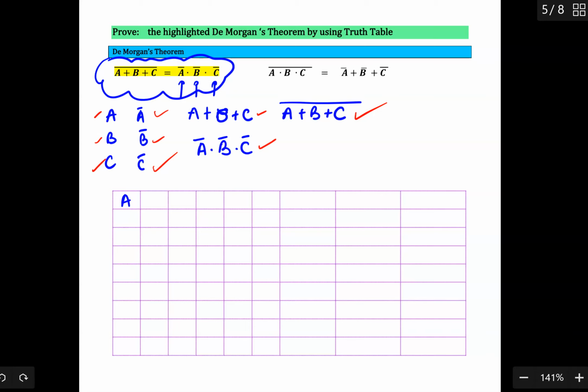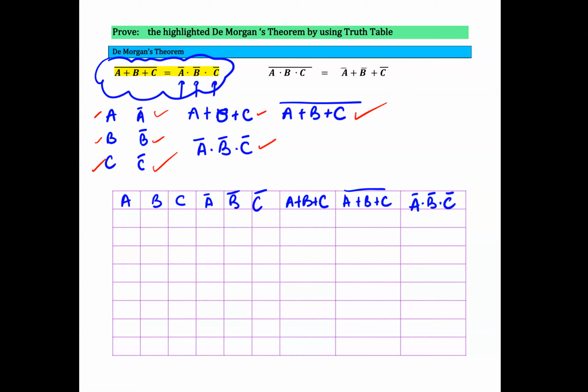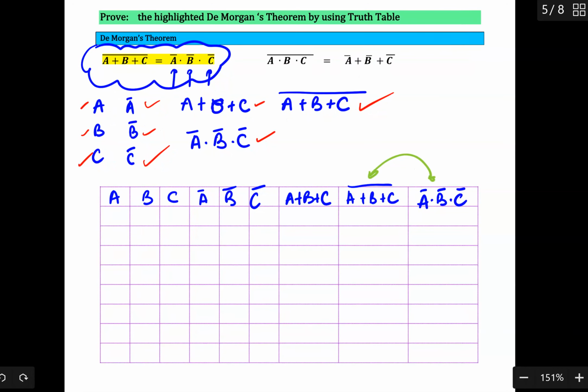Okay, so let's fill in our truth table. A, B, C, not A, not B, not C. And I should have A or B or C. I should have this signal inverted, and I should have not A and not B and not C. And in the end, I should prove that these two are actually equal to each other. Alright, so let's fill in our 0 and 1. Again, we will repeat that we always have the first 4 as 0, the last 4 as 1.